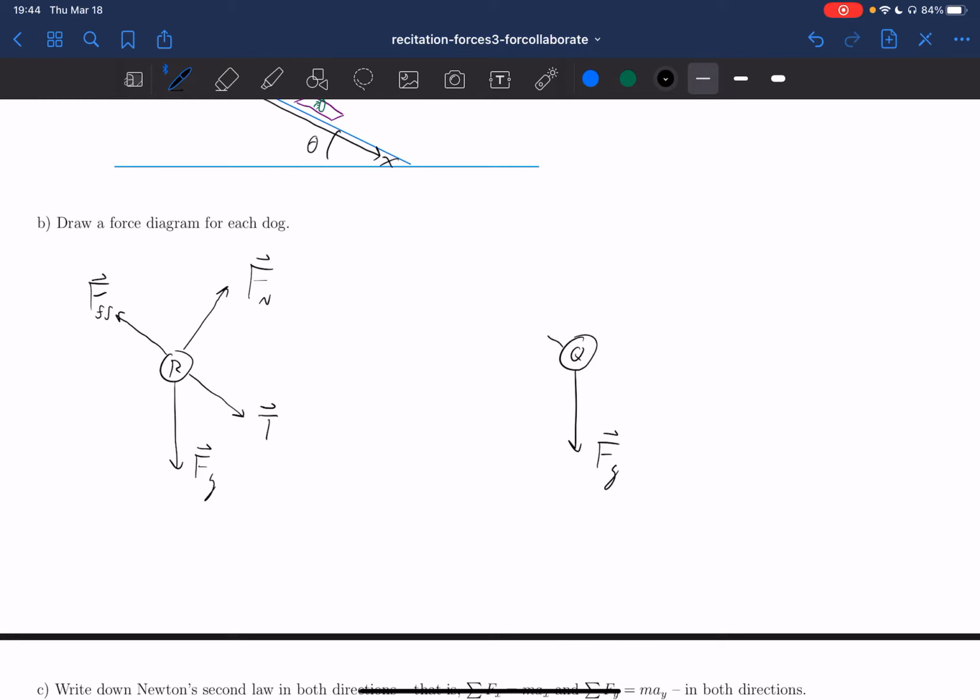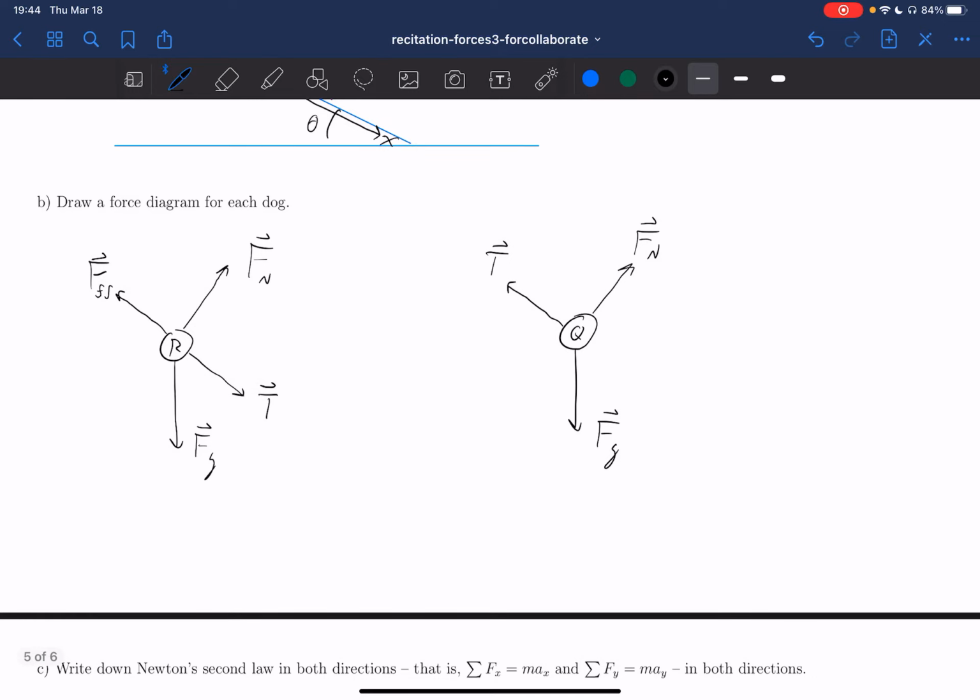Its tension points in the opposite direction of room's tension. It's pulling quanta up, so that's great. And it's got normal force, and it's got friction. This time friction is going to push down because the sled's sliding, and it's got some coefficient of kinetic friction, which is resisting the motion. So it's going to point this way. We can write force of friction, kinetic.